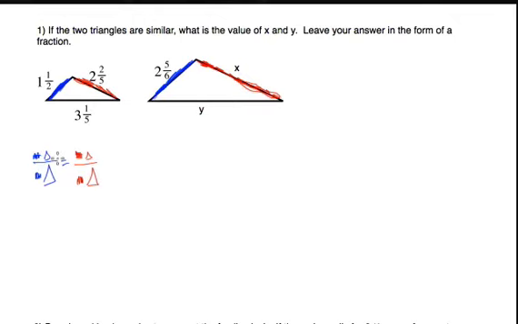So the blue side of the small triangle is 1 1/2. The blue side of the big triangle is 2 5/6. And that should be the same proportion as the red side of the small triangle, which is 2 2/5. And then the red side of the big triangle we don't know, that's just x. So all we have is a multiplication problem and then a division problem. We're just cross multiplying.